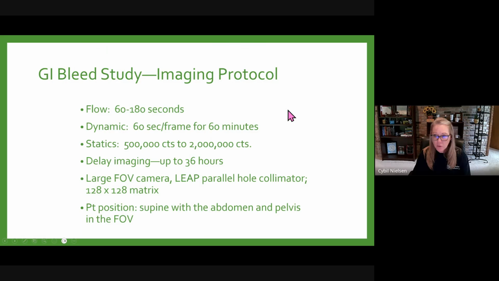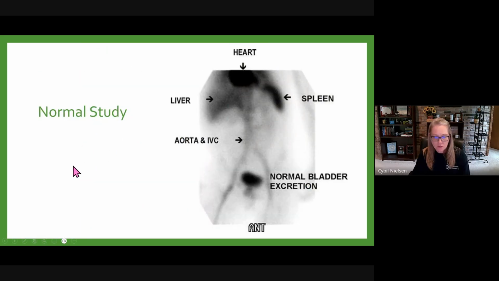A lot of different protocols. You should start with a dynamic first to see where it's bleeding. And then, it's just kind of like a HIDA. Take a picture every minute for 60 minutes and see what it looks like. You can take delays. You can take delays up to 24 hours later. We used to do that all the time.